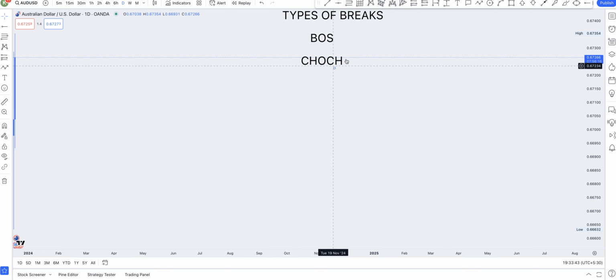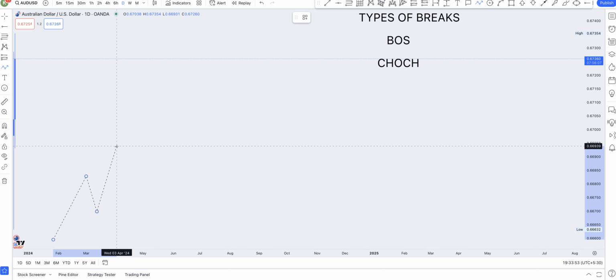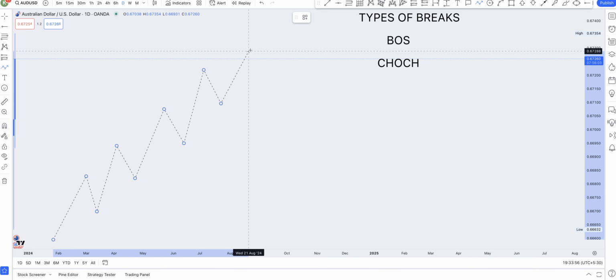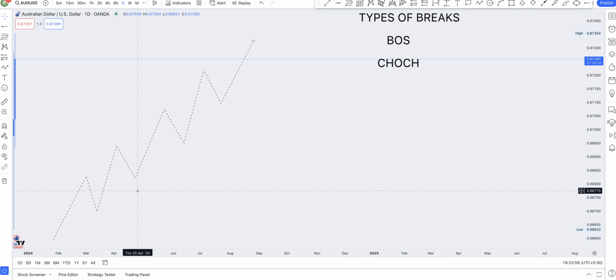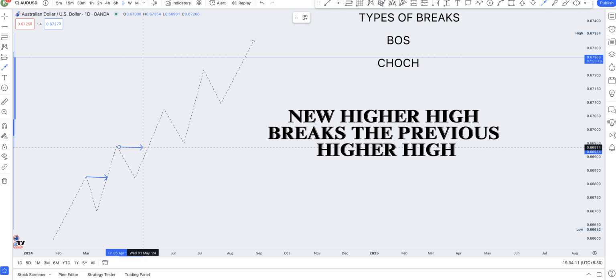Let me just draw it again. Like I said, when it comes to drawing, I'm not good. So all right, so let's look at this. We have a series of higher highs and higher lows, higher highs, higher lows, higher highs and higher lows. So this is a market that is moving in an uptrend. Now when do we consider our break of structure? We consider our break of structure when our new high has broken our previous high. So when a new higher high breaks a previous higher high.